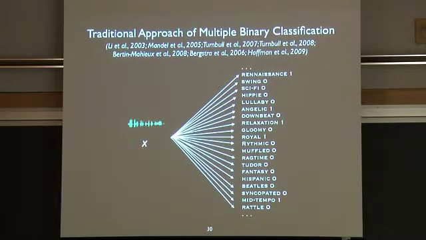In music information retrieval, for example, a standard way is just to do binary classification for each tag that you can have. So for the tag soothing or classical and so on, they will train a binary classifier to learn whether a piece of music actually has that attribute.